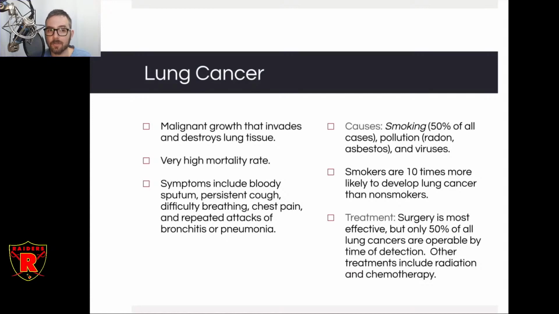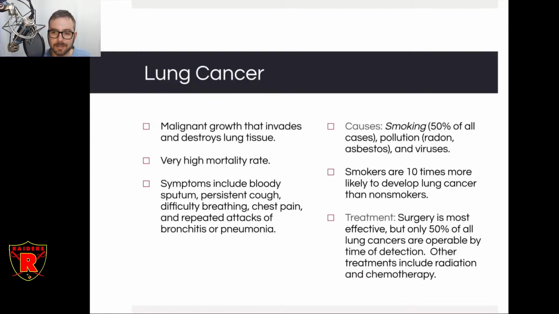It causes a lot of inflammation and damage to the lung, which means that you're going to be always coughing and having difficulty breathing, serious chest pain. You repeatedly get bronchitis and pneumonia over and over again. It's a very painful way to die. So I don't wish that on anybody.